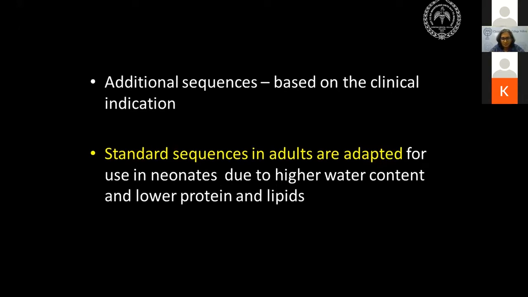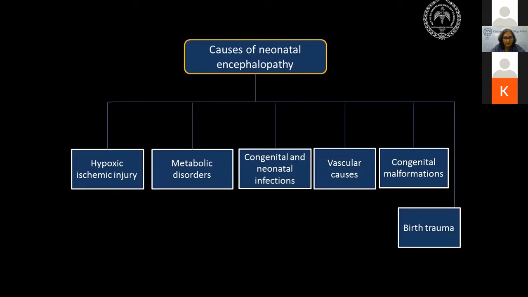Now, these are the basic sequences that need to be acquired, and ideally these need to be reviewed by a radiologist as soon as the scan is done, and then additional sequences can be planned based on the clinical indication. If there is a suspicion of a cerebral venous thrombosis, then we can proceed with an MRV to look for the extent of thrombosis. We also need to remember that in a neonate, due to the higher water content and lower protein and lipid content, the standard sequences that we use in adults cannot be used, and these need to be adapted to be used in neonates.